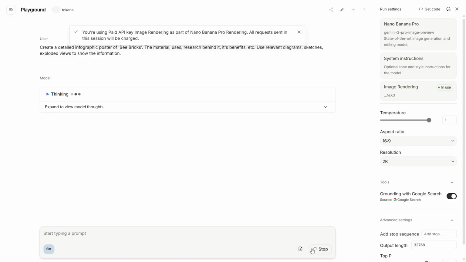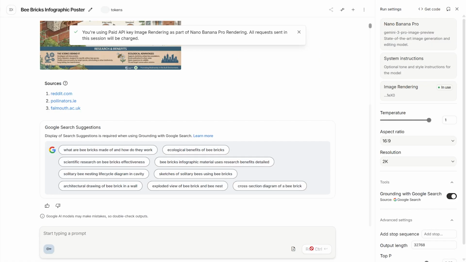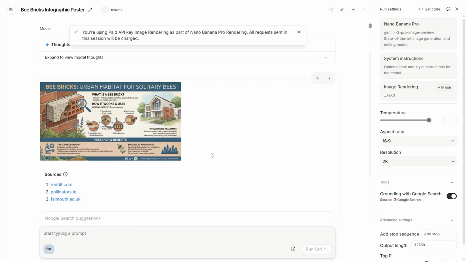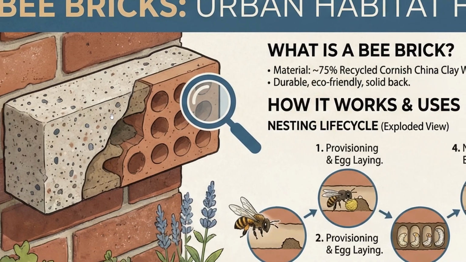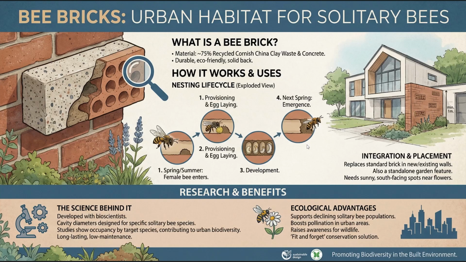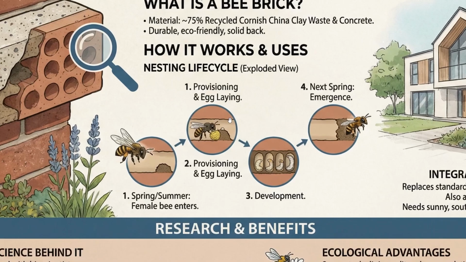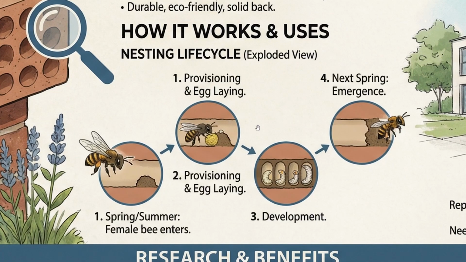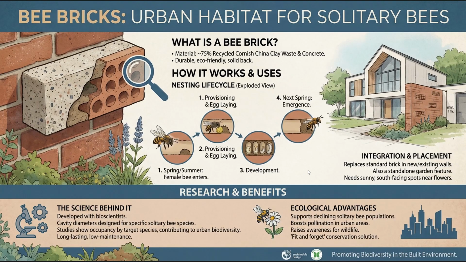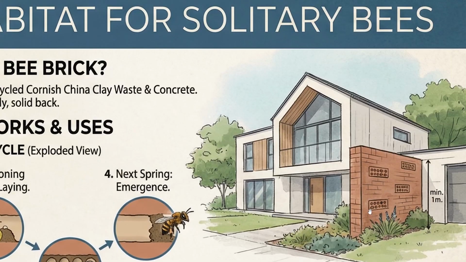Click run, and we can see that the platform goes through different sources on Google to research about the brick and produce a very cool infographic poster. The poster shows a 3D section with different materials inside. It shows a process of how bees use the brick, how these can be integrated, the research and benefits of the material are also included as well. In case you're presenting something like this, all you have to do is to just add this image into your slideshow and you're good to go. Gone are the days where slideshows are just text and boring graphics.